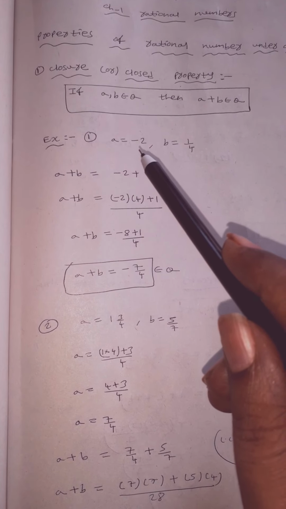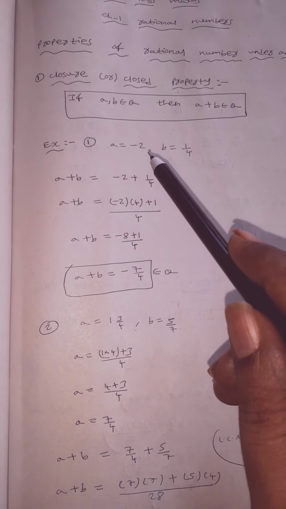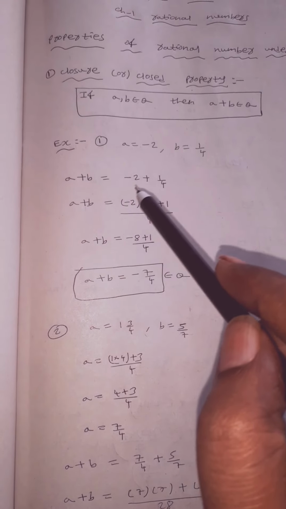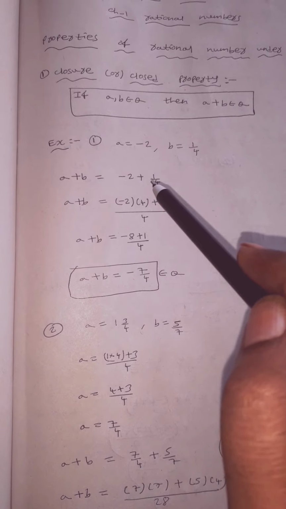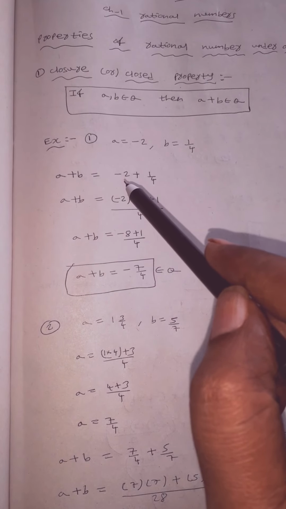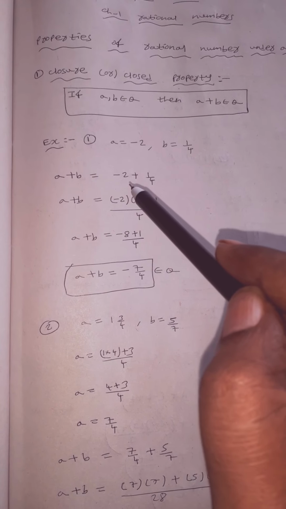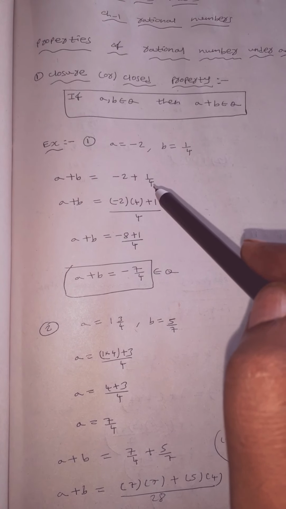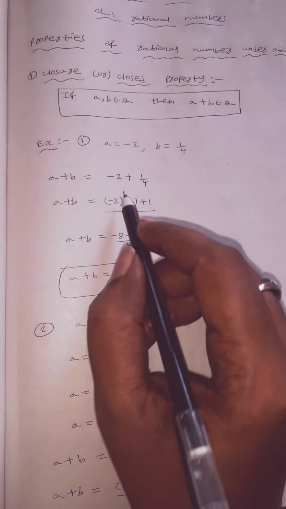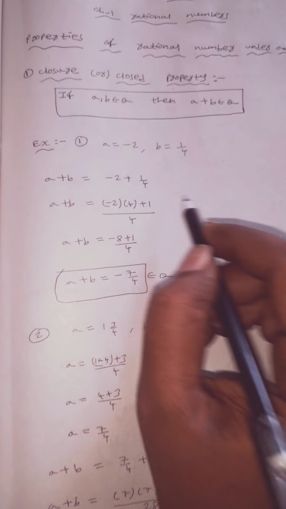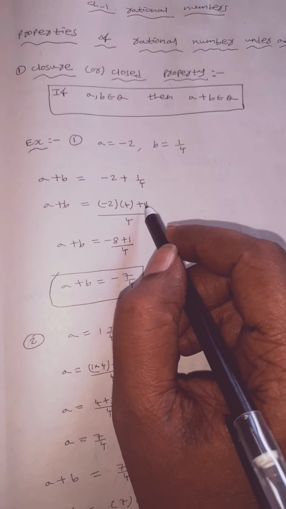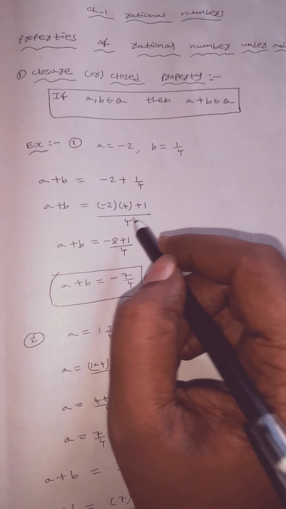So here, example 1, I have taken a equal to -2, b equal to 1 by 4, children. So here a plus b I want to find. So -2 plus b value is how much? 1 by 4. So here nothing is there, children. Denominator means 1. Here 4 is the denominator, children. So the LCM of 1 comma 4 is 4. Otherwise you can do cross multiplication. So -2 into 4 plus 1 I wrote as it is, children, by 4.